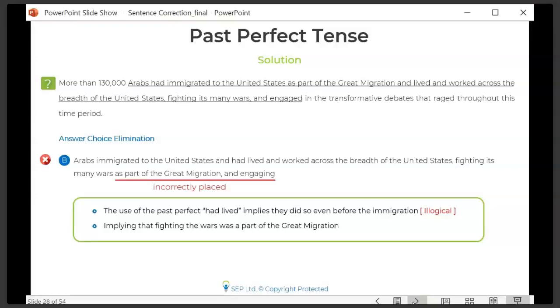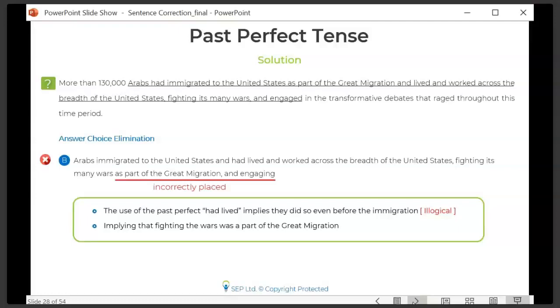Okay, so "had lived" is incorrect, number one. They could not have had lived even before they immigrated. The other is the wars were not fought as a part of the Great Migration. They immigrated to the United States as a part of the Great Migration. That was the intended meaning. So choice B is out.